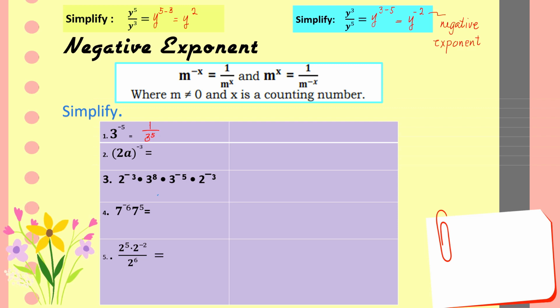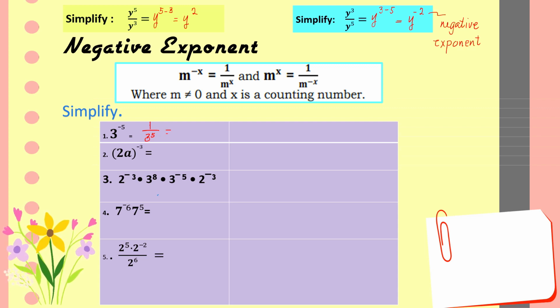So, dadalhin natin yung 3 raised to the negative 5 sa denominator. Tapos, aalisin natin yung negative sign. So, your answer is 1 over 3 raised to 5. But this is not yet our final answer.